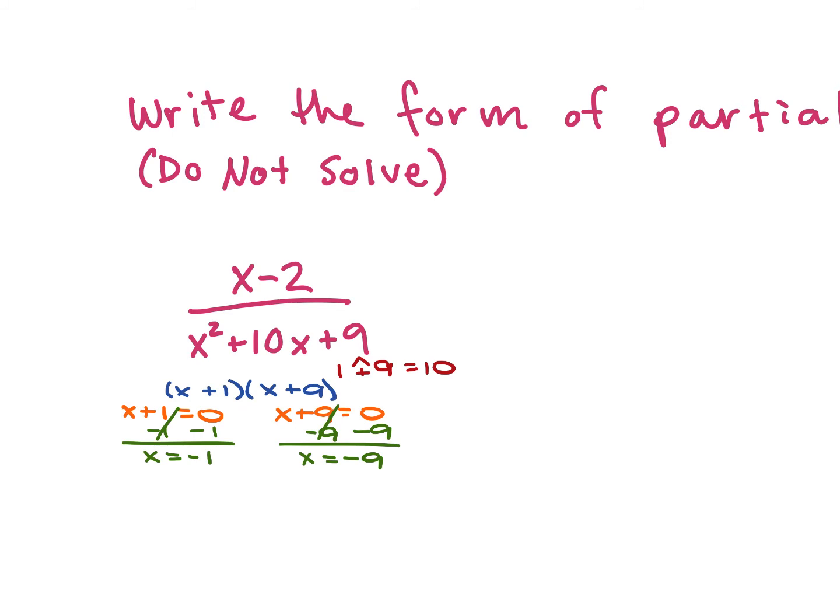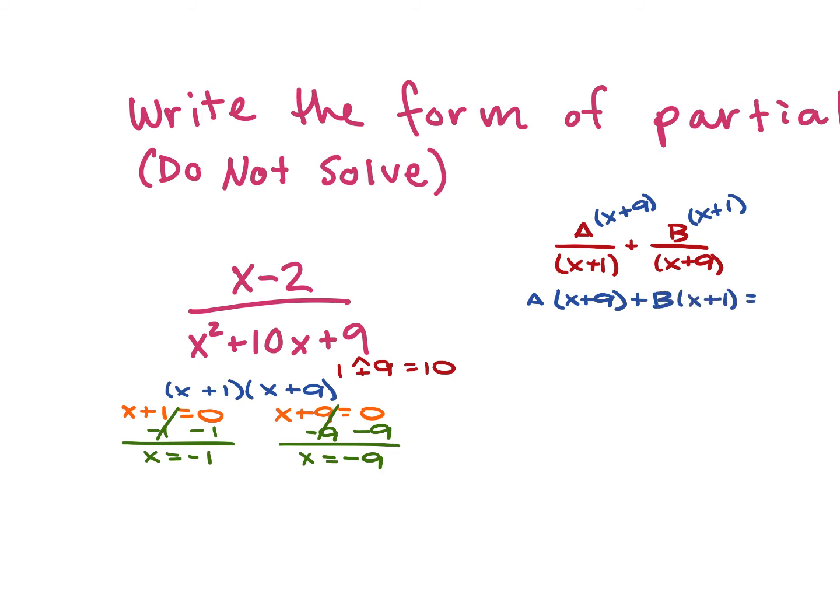So we're going to let x be negative 1 and let x be negative 9 when we go to simplify these. We're going to start, because there's 2 there, with a over x plus 1 plus b over x plus 9. That x plus 1 is missing the x plus 9, so a gets multiplied by x plus 9. The x plus 9 is missing the x plus 1, so b gets multiplied by x plus 1. This is going to give us a times x plus 9 plus b times x plus 1 is equal to the original numerator, which is x minus 2.